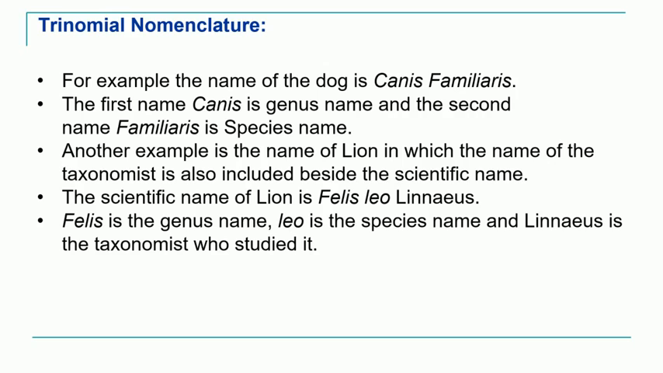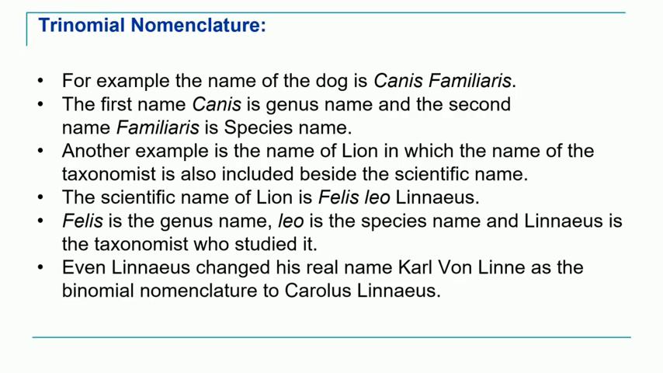But if you try to write it in the trinomial system, it will be different. Even Carolus Linnaeus, the father of taxonomy, has named himself in the trinomial system. So instead of Carolus Linnaeus, he used to carry his name as Carl von Linné.